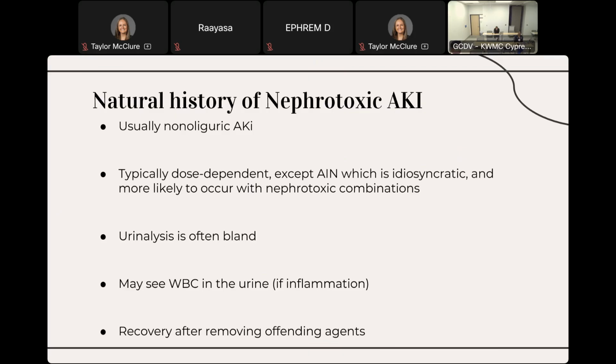The urinalysis in nephrotoxic AKI is often bland. You might see some WBCs in the urine if the drug also causes inflammation, but otherwise typically a bland urine. And then over time, more often than not, once the nephrotoxins are removed, you see some recovery in the kidney function. Although, if the damage is severe, it can lead to lasting damage, chronic kidney disease, and fibrosis.